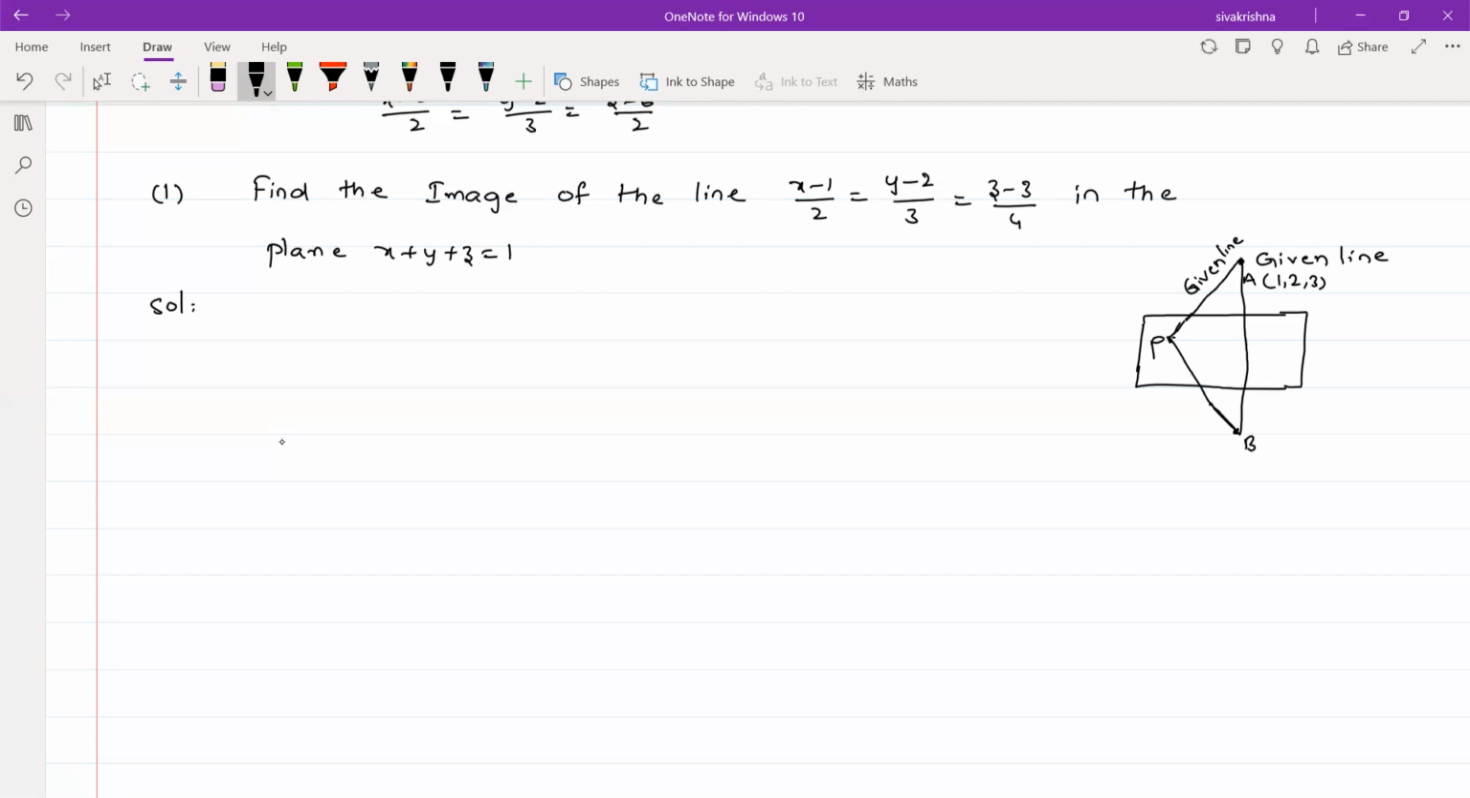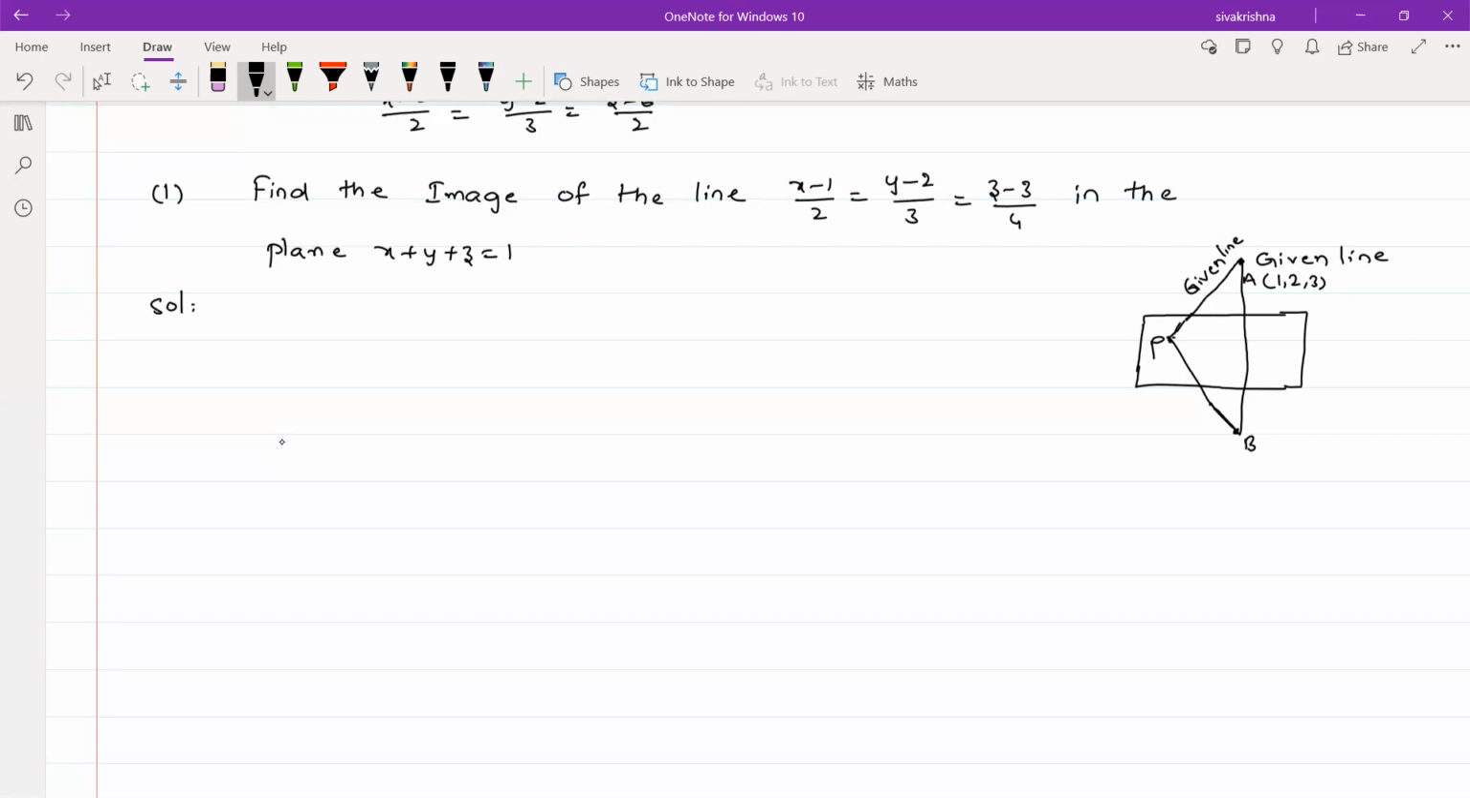And coming to the point B, B is nothing but the image of the point A. We don't know B, but we have to find the point B. And P is any point on the given line. We can find any point on the given line by equating the given line to small r.